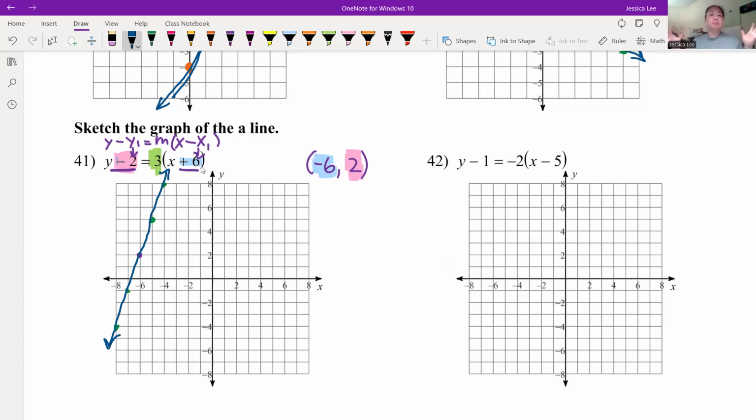Bam. Done. Yay. All right, number 42. Again, we're going to say what our point is. Our point is x, go with the x. X is 5. Since it's a -5 here, we know it's a +5. And for the y, since it's a -1, it is a +1. Remember, our x coordinate is coming from the one that's next to the x. Our y coordinate is coming from the one that's next to the y.